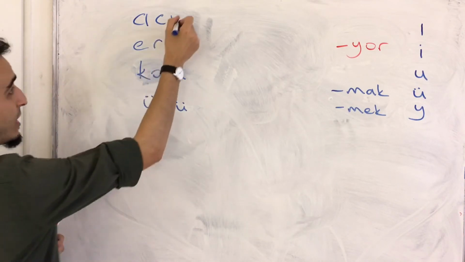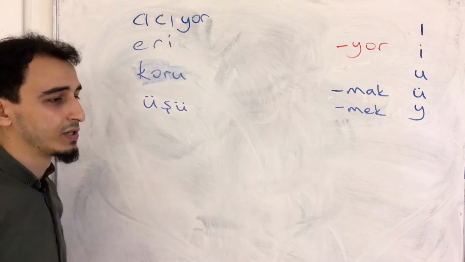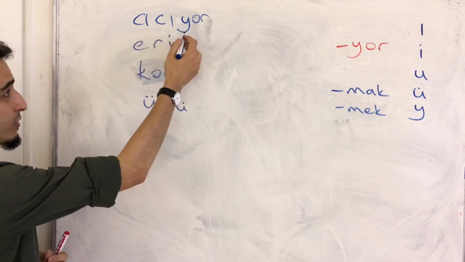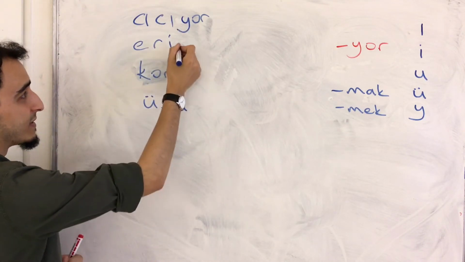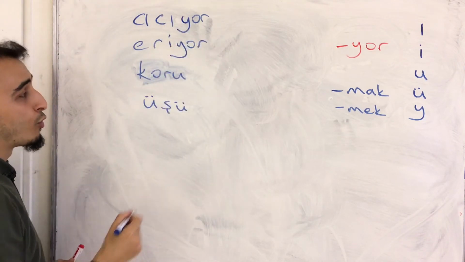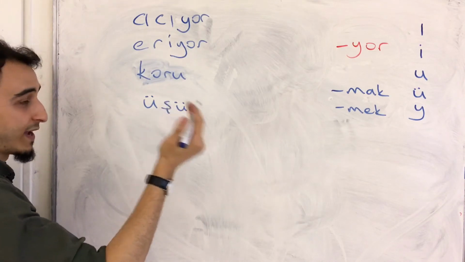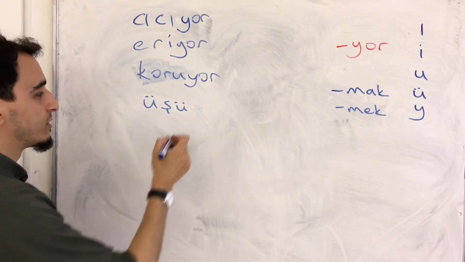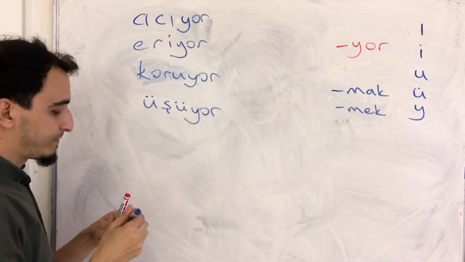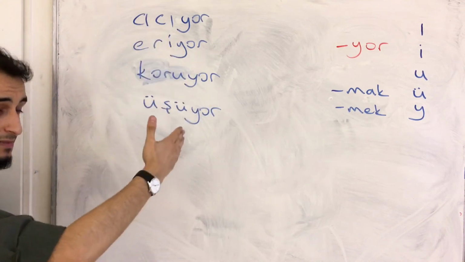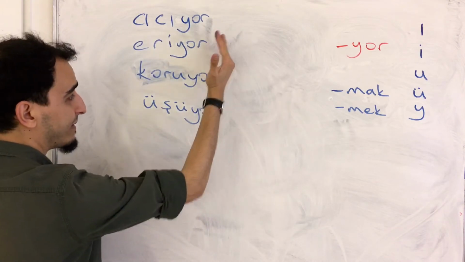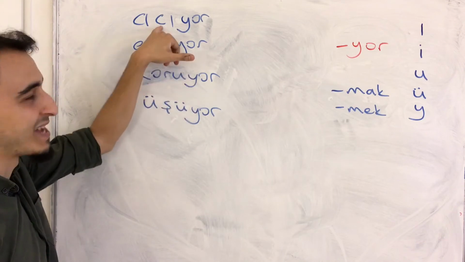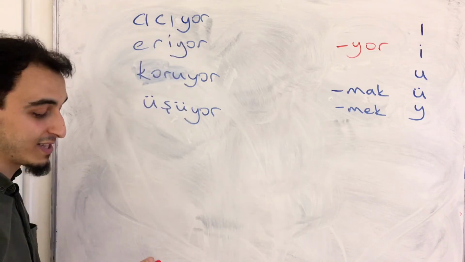So let's see. Acıyor. Acımak is to hurt and to pity. Acıyor. Erimek is to melt. Eriyor. Korumak is to protect. Koruyor. Üşümek is to be cold. Üşüyor. You see? Yes. So we directly add this. But if they look like helper sounds, tamam mı?